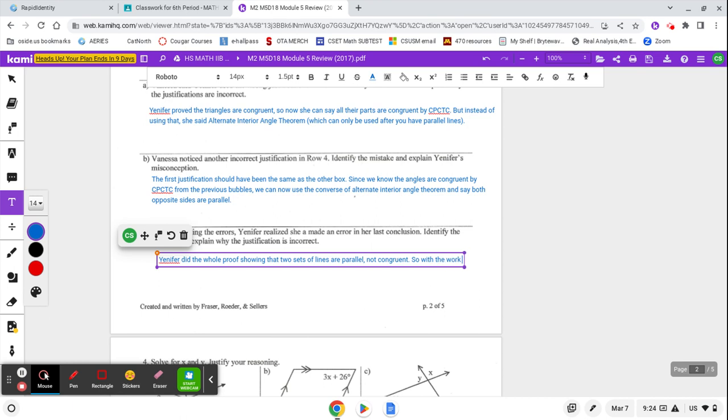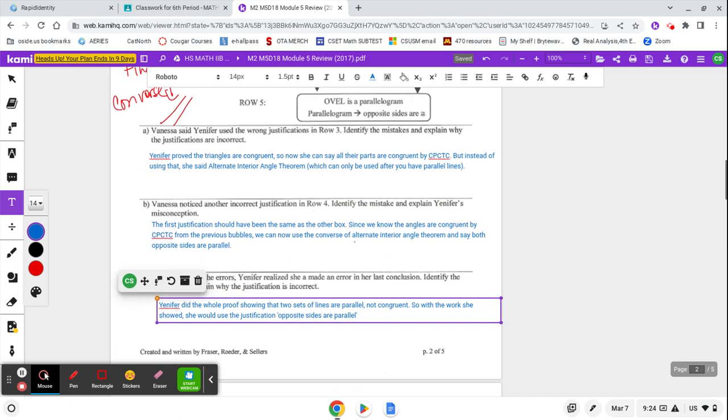So with the work she showed, she would use the justification opposite sides are parallel as the reason that it's a parallelogram instead of opposite sides are congruent.